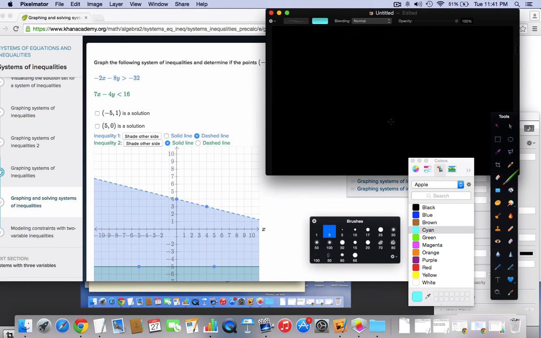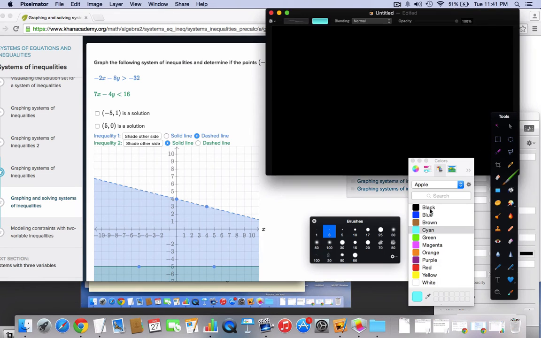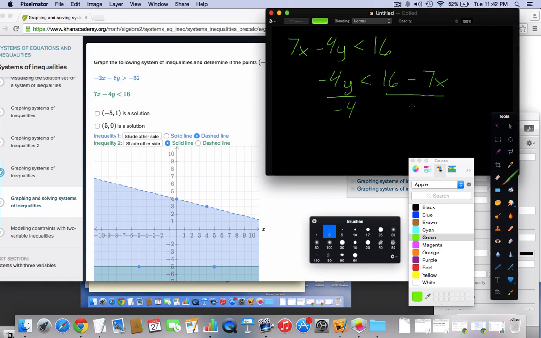All right, let's move on to our green inequality. We've got 7x minus 4y is less than 16. So let's see how this shows up. 7x minus 4y is less than 16. All right, so we want to isolate y, so we're going to subtract 7x from both sides. Negative 4y is less than 16 minus 7x, and then we're going to divide both sides by negative 4.